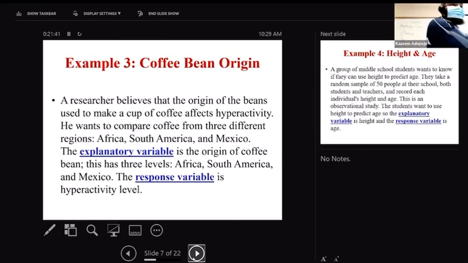And the explanatory variable here is categorical because it has more than one level. How many levels do we have here? Africa, South America, and Mexico. You got 3 levels. When the level of a variable is more than one, then that variable is categorical. I'm going to say that again. When the level of a variable is more than one, I'm going to write that down.